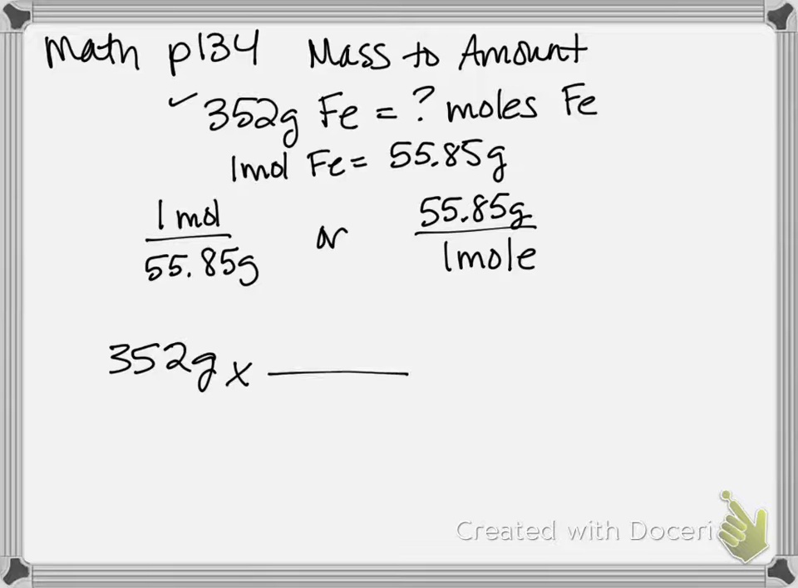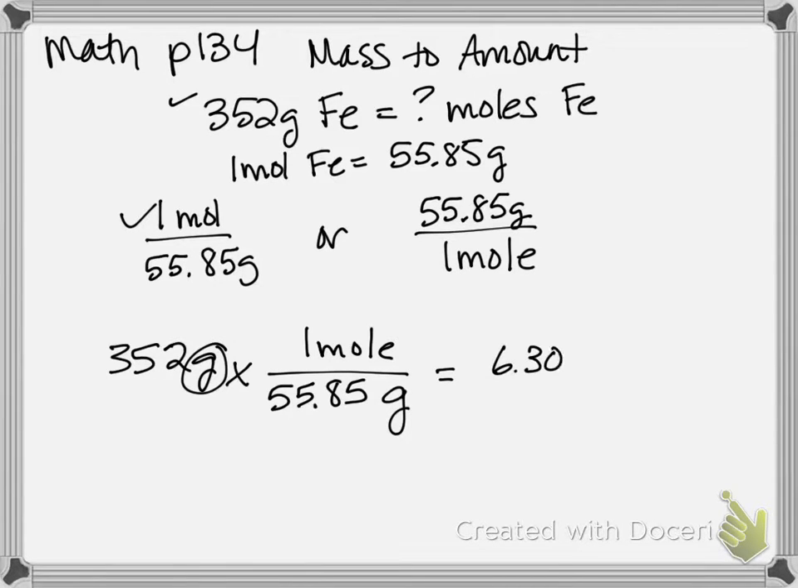So I do my times and I do my fraction bar. I realize I want my grams to cancel out, so I put my grams down here. So that means I've got to use this one, 55.85 grams, and 1 mole on top. If you write M-O-L-E or M-O-L, it doesn't make a difference. M-O-L is the abbreviation for mole. I don't think it's much of an abbreviation, but either one is fine, okay? So since the 55.85 is in the denominator, that means we've got to divide it into 352. So 352 divided by 55.85, keeping 3 digits, gives me 6.30 moles of iron.